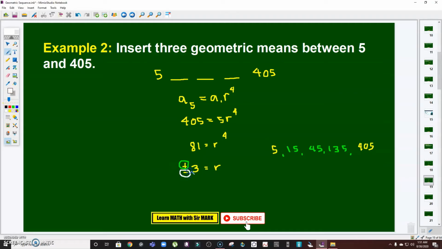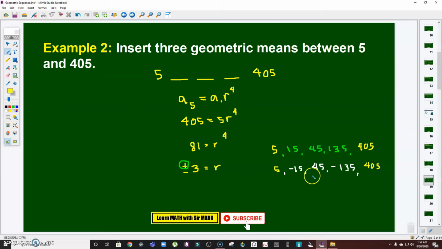How about if r is negative 3? Same, my first term will be 5. So 5 times negative 3, I'll just change the sign, negative 15. Negative 15 times a negative number will be positive, so that will become positive 45. See that? 45 times negative 3 is negative 135. And lastly, this negative number times a negative common ratio will give us, of course, the fifth term, which is 405.